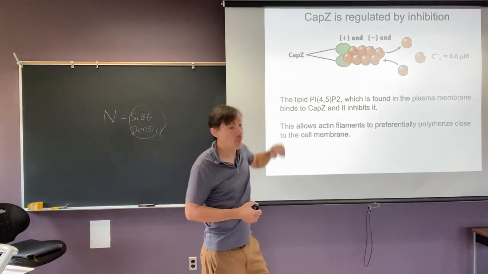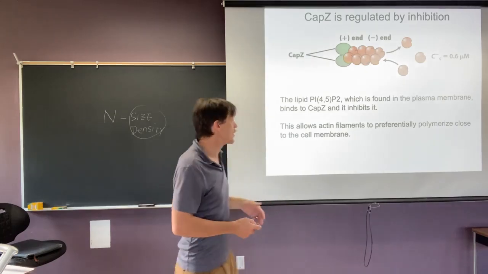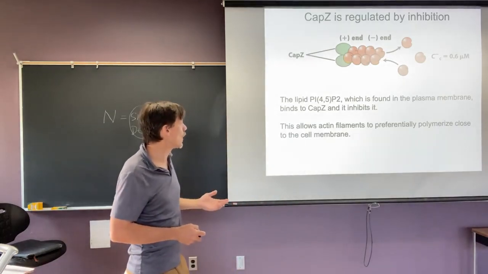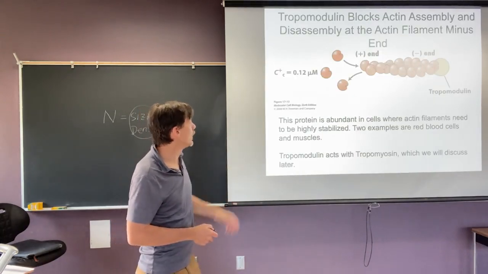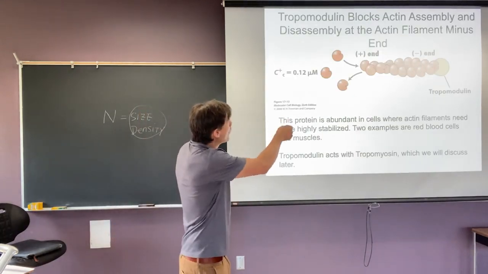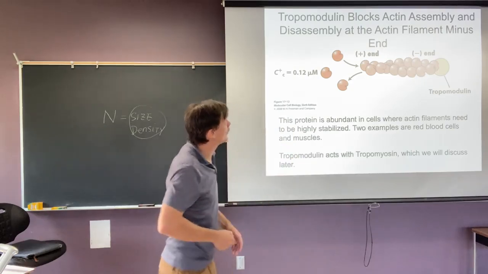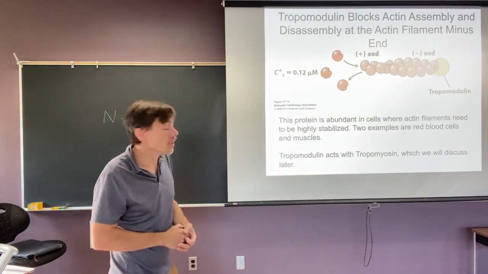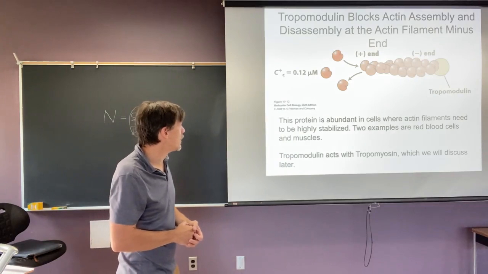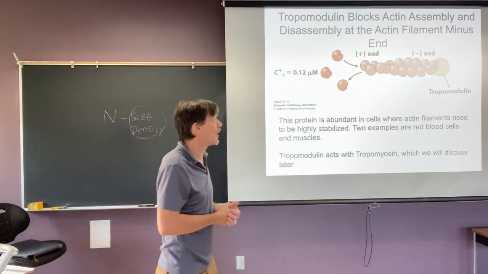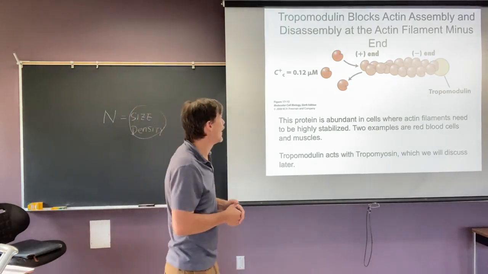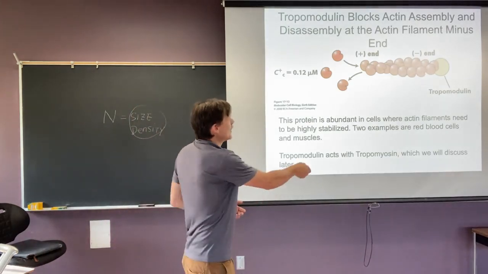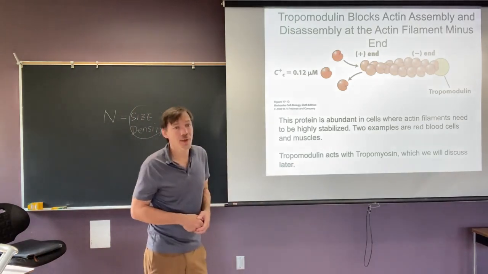And yeah, so this is allowing actin assembling right at the cell membrane. And then once again, with the tropomodulin, so the tropomodulin is binding to the minus end of the actin filament. And one place that this is also found, I'm pretty sure tropomodulin is in muscles, we'll see in a second here. But yeah, it is. So red blood cells and in muscles.